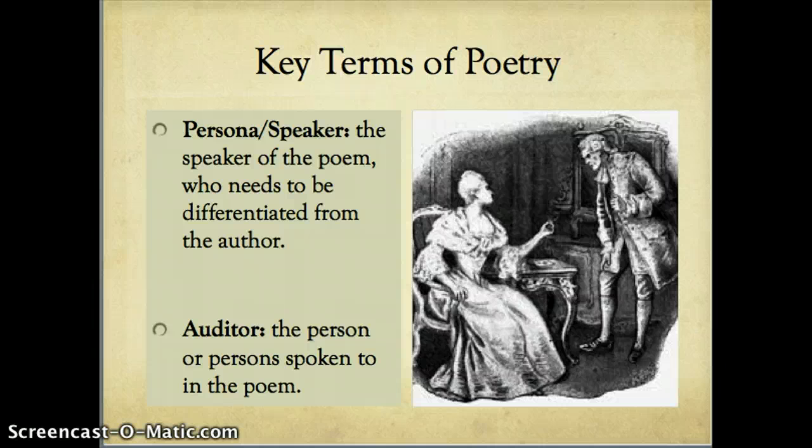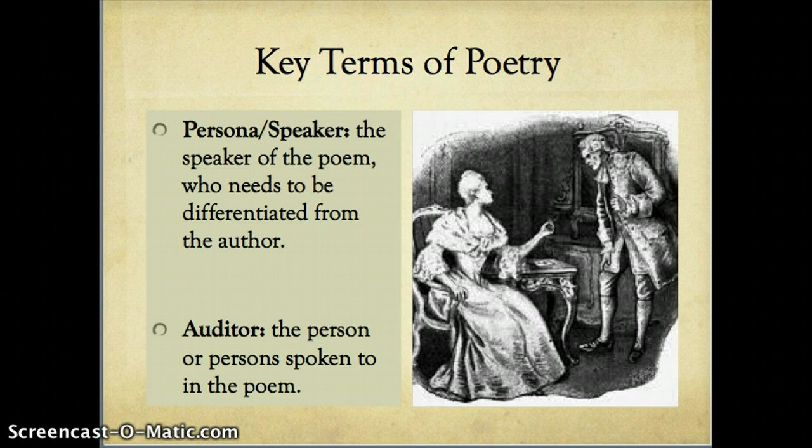So we would refer to the speaker of the poem or the persona when you're writing about a piece of poetry. And then we also have the auditor, and this is just a term that we use to describe the person being spoken to. Usually in love poetry there is an implied female love interest that is maybe off scene or that is being spoken to by the speaker.